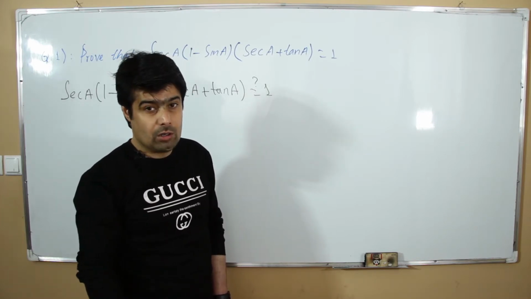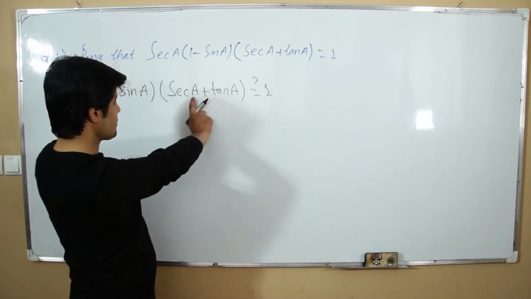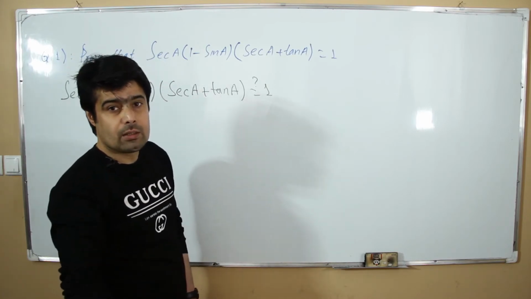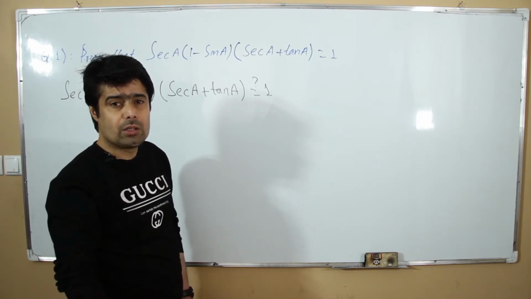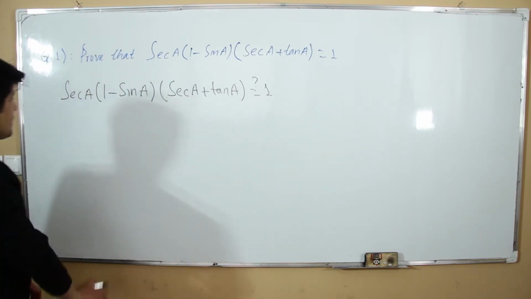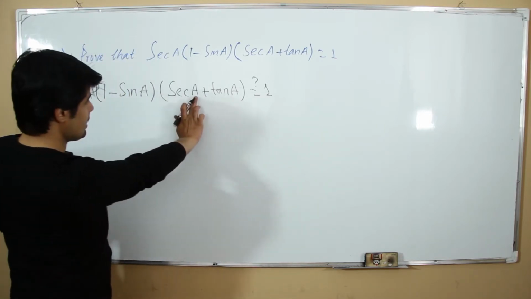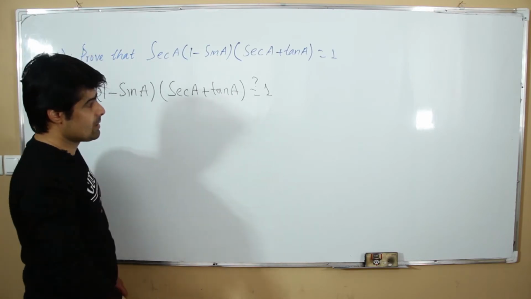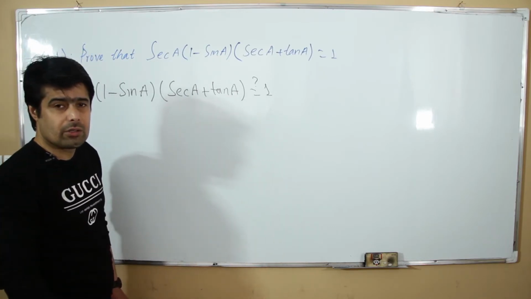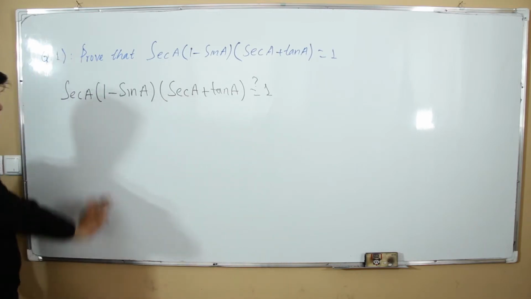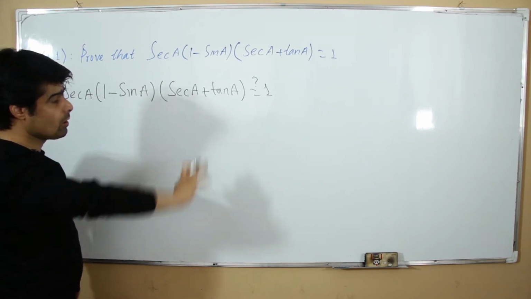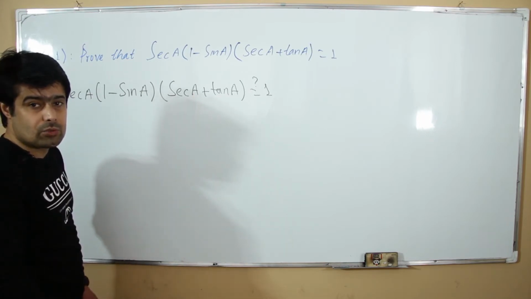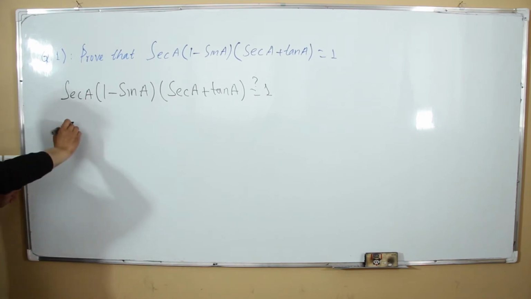First of all, just look at the angle. The angles should be the same. Second, then go to the trigonometric ratios and write all the trigonometric ratios in terms of sine and cosine. What do I say? This angle is A, this angle is A, this angle is A, this angle is A. It means angles are correct. Then the ratios, we have secant, we have sine, we have tangent. So change all the trigonometric ratios to sine and cosine. It would be very simple.